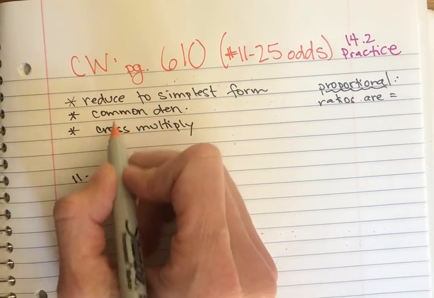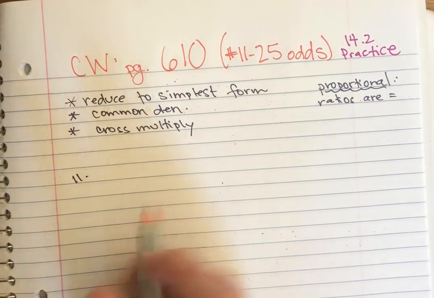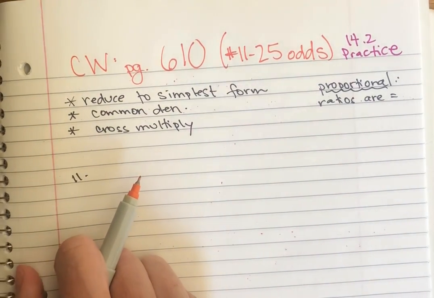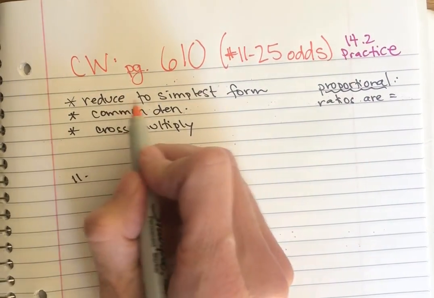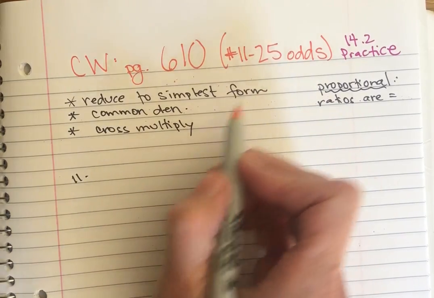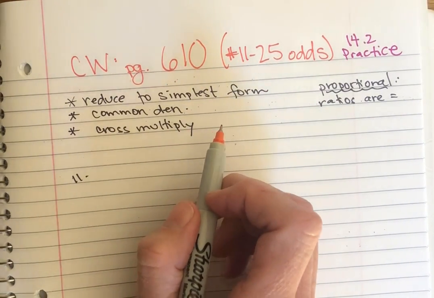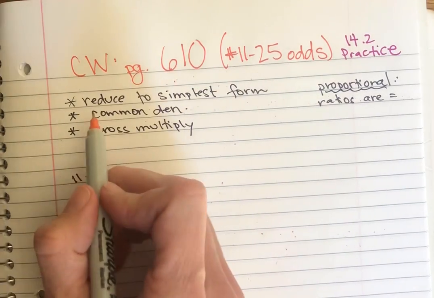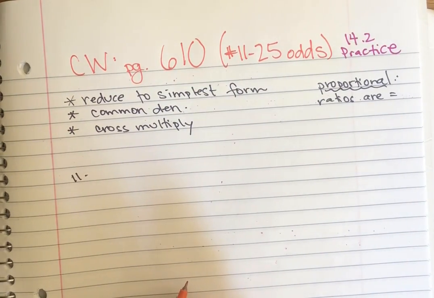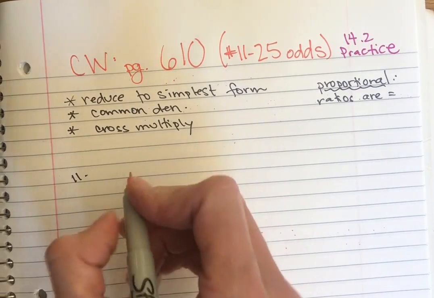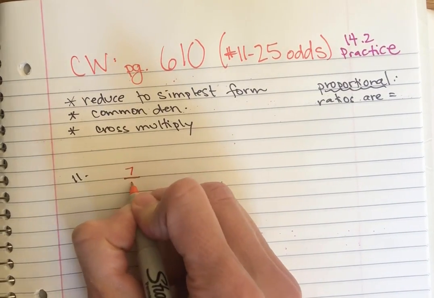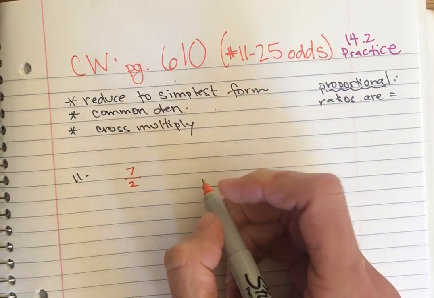There are three different ways to determine if those ratios are equal. It's like comparing fractions. So you can reduce those ratios to simplest form, you can find a common denominator, you can cross multiply. We're just looking for them to be equal. And it doesn't matter which of these strategies you use. You can pick one and just stick to it, or you can look at the problems you're working with and figure out which strategy works best for that problem.